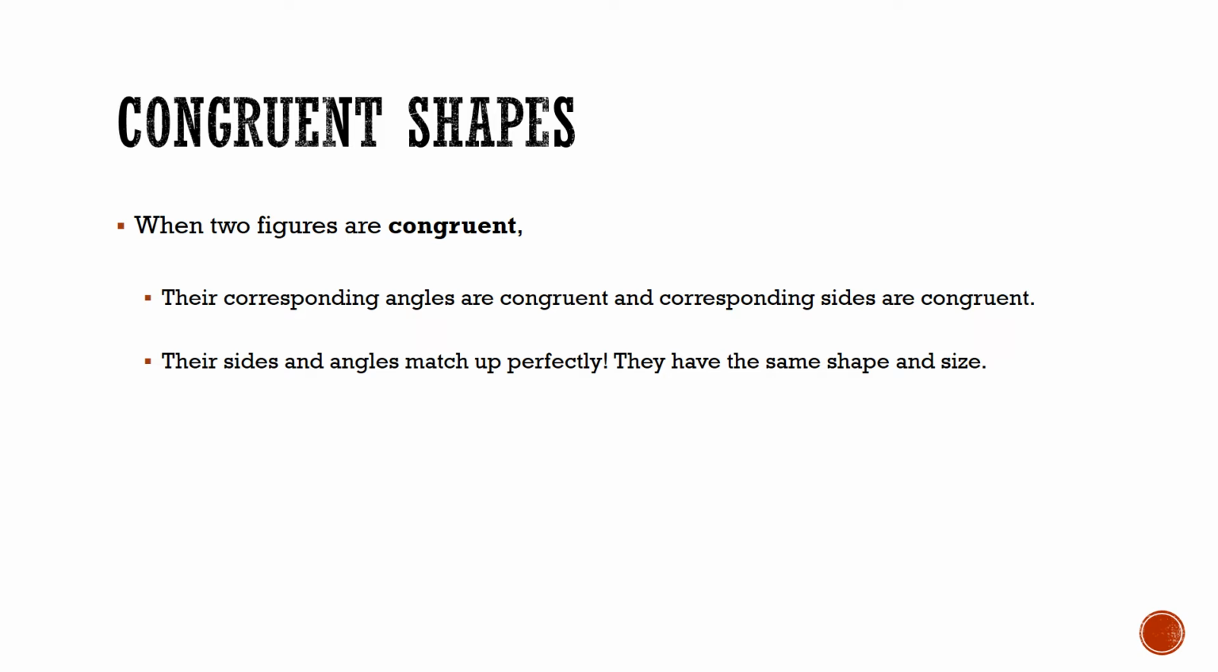So again, like I said, when two figures are congruent, their corresponding angles and corresponding sides are congruent. Okay, again, corresponding just means the same spot on both triangles or both figures. And so that means we also need to make sure their sides and their angles match up perfectly. They have to have the same shape and size in order to be congruent.